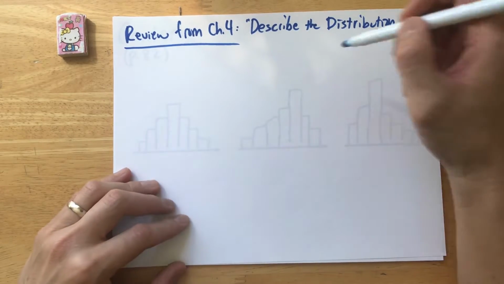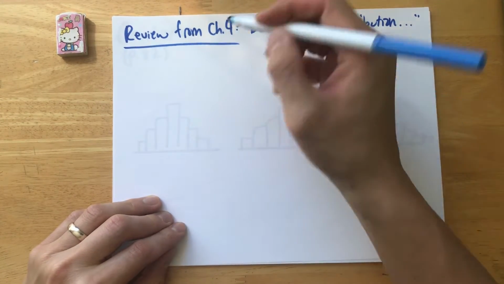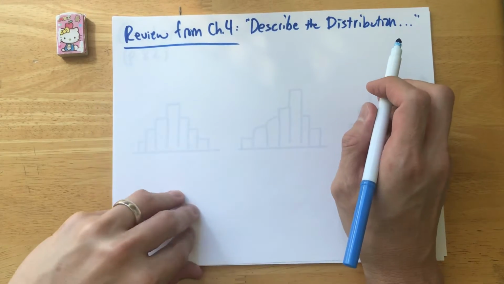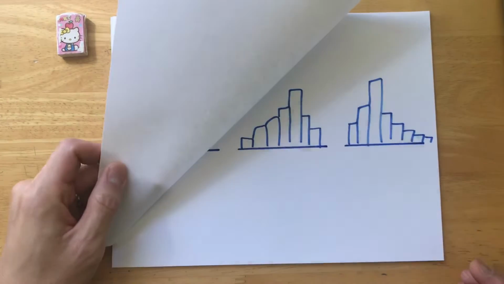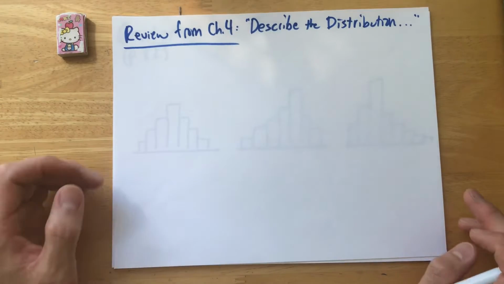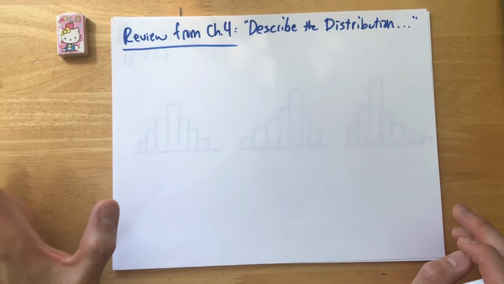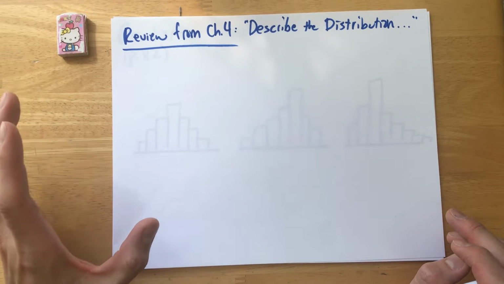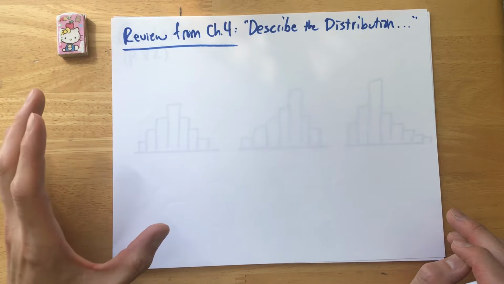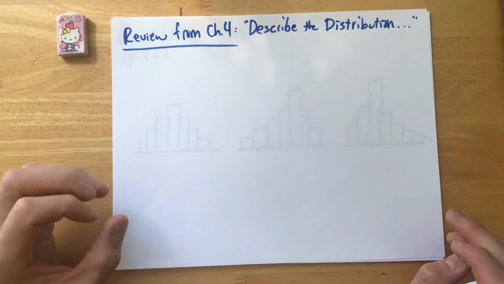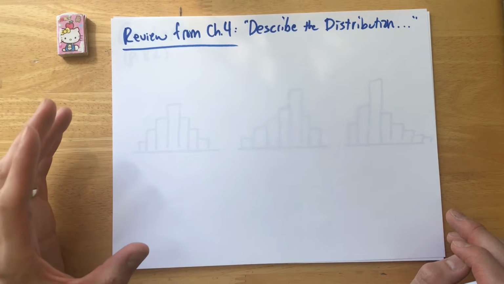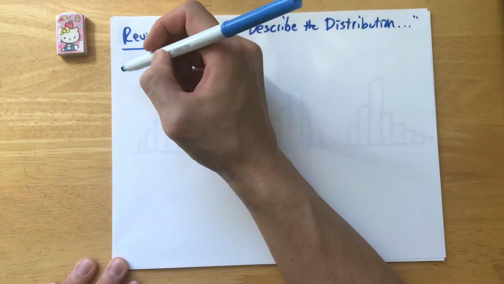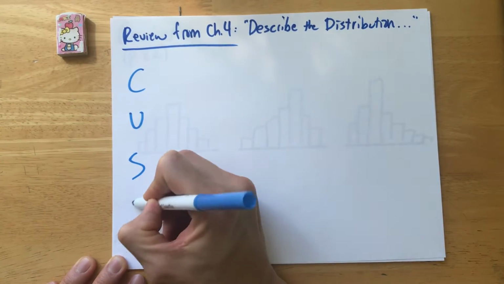All right, so let's just review a little bit from chapter 4. Remember when we see this phrase, describe the distribution? Well, first off, right now we're dealing with things like histograms, as you'll see in the next page, but remember that histograms are only for quantitative data. Quantitative, do you guys remember what that means? We're only dealing with data variables that can be counted or measured. So weight, height, distance, amount of money, amount of M&Ms, things like that. Okay? So when we describe a distribution, we're going to use the acronym CUSS.